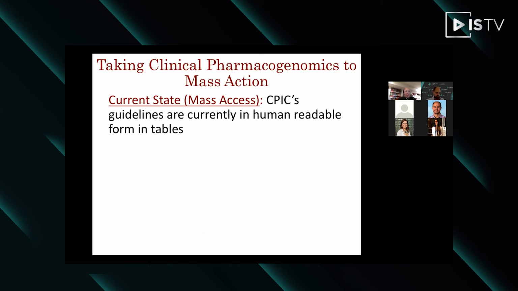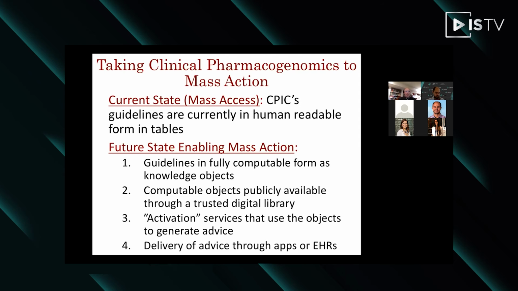So I would argue, coming back to this mass access and mass action distinction, that in the current state, CPIC's guidelines, as I showed you, are currently in human readable form in tables. But in a future state, and we have not completed this work, although we have encoded all of the current CPIC guidelines as knowledge objects, this future state would require 4 steps: that these guidelines be in fully computable form as knowledge objects. This we have done. Making these computable objects publicly available so anyone could use them in a trusted digital library.